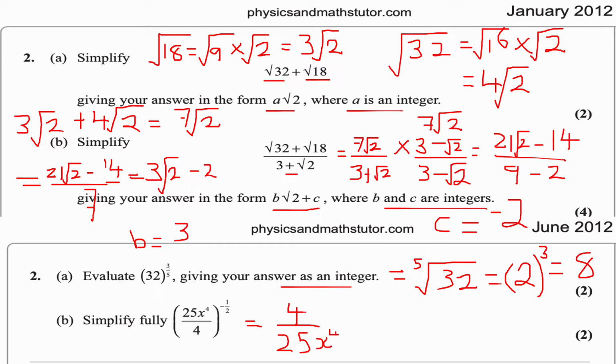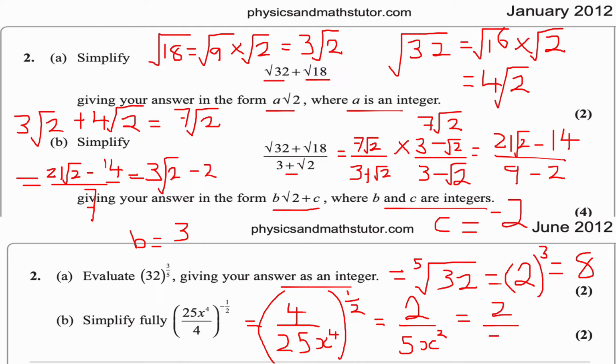Okay. So I'm raising everything to the power of a half, which means I'm going to raise the numerator to the power of a half, and the denominator to the power of a half. 4 to the power of a half is the square root of 4, which is 2. 25 to the power of a half is 5. And x to the 4 to the power of a half goes to x squared. So your answer is 2 over 5x squared.